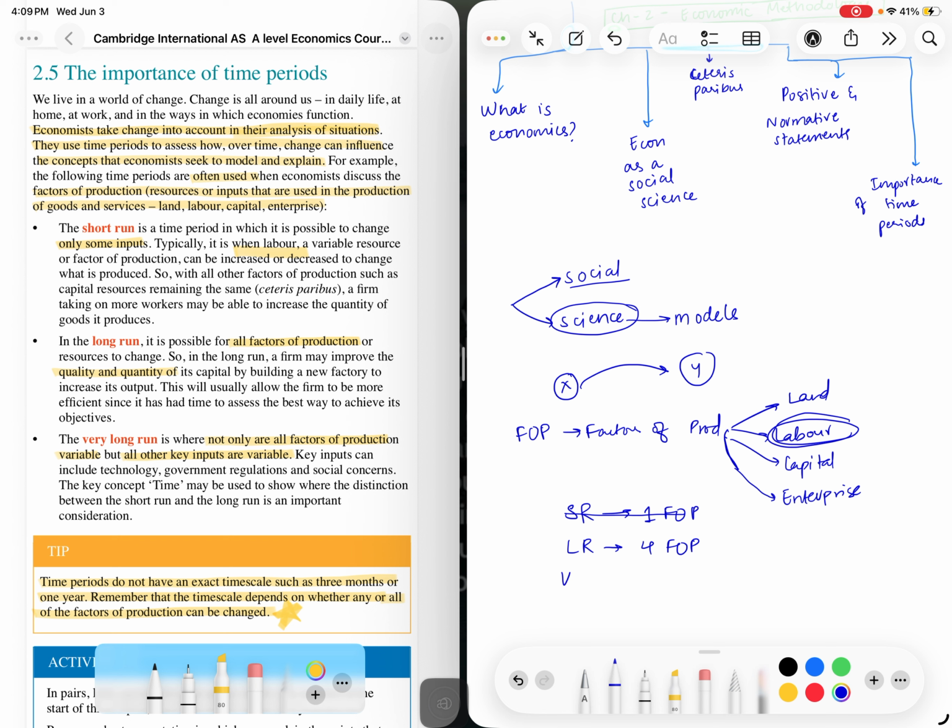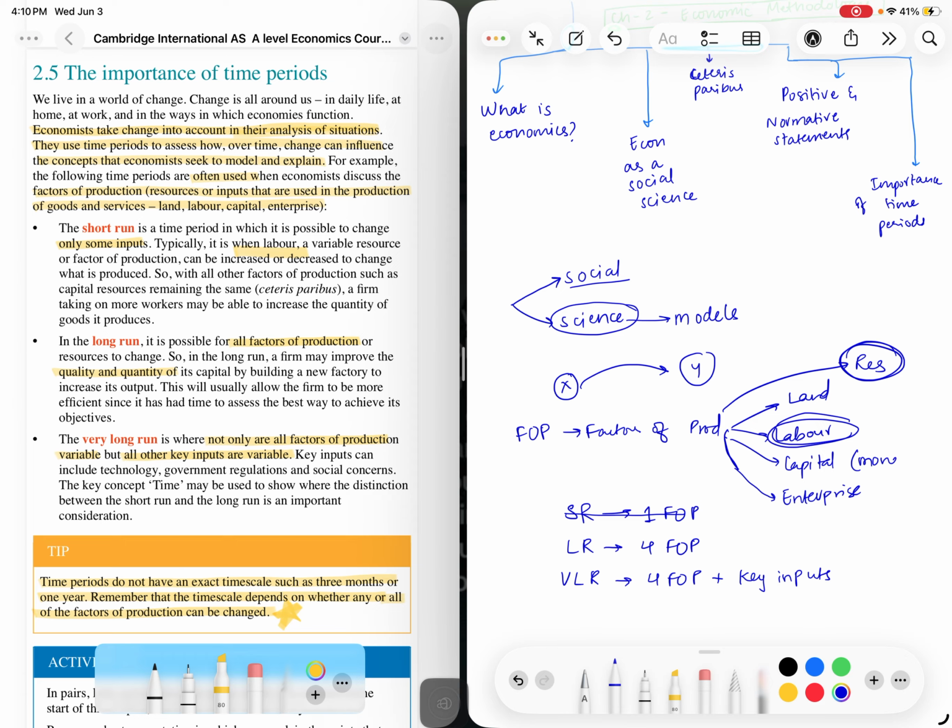And then very long run, on the other hand, says that all four factors of production are changing, along with other key inputs. These other key inputs can be technology, government regulations, and social issues. All of these are changing. That's when it's very long run. So three different time periods. They're not based on time scale. They're based on how many factors of production are changing. Factors of production are resources, right? The inputs that help us run the economy: land, labor, capital, enterprise.